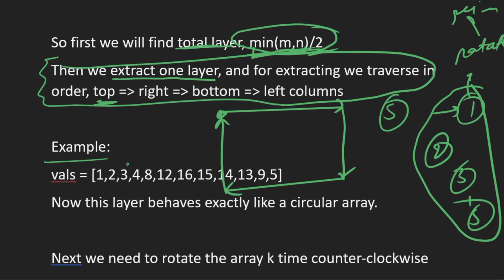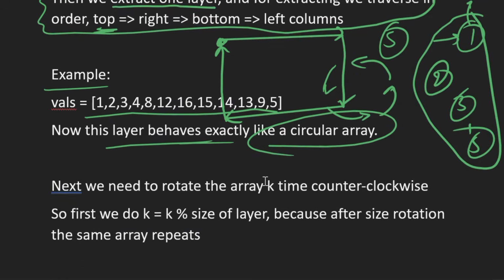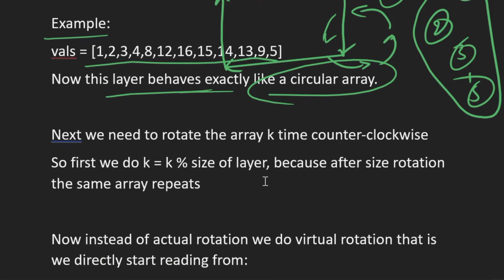Suppose this is an example, and these are the elements of layer number 0 that we have extracted from the above example, right? And we know the layer will behave like a circular array, right? Circular array means they are like somewhat this, so they are like a circular array. And now after extraction of the layer, we need to rotate the layer k times in the counterclockwise direction.